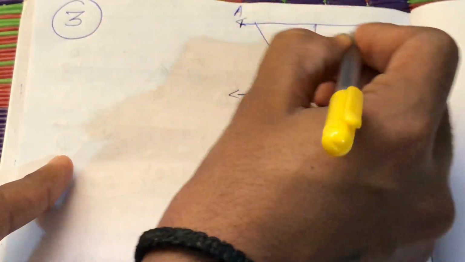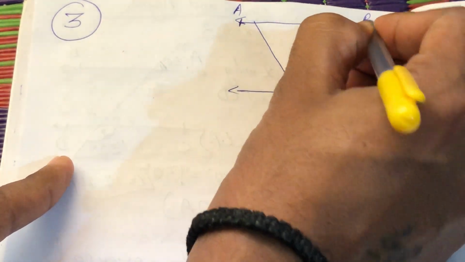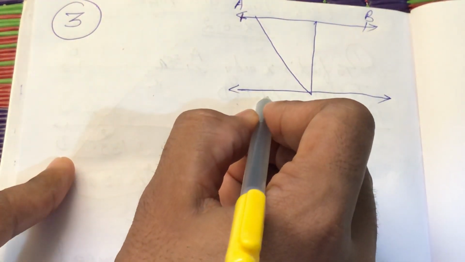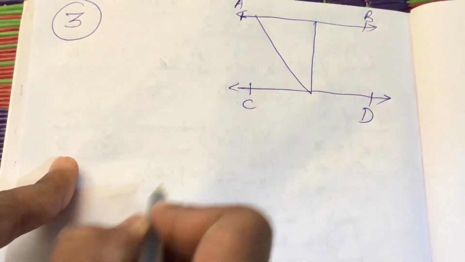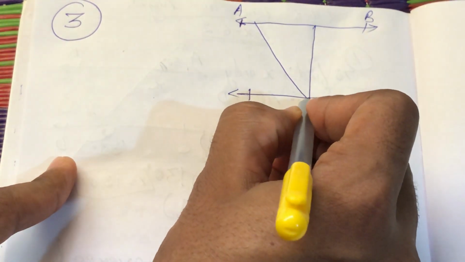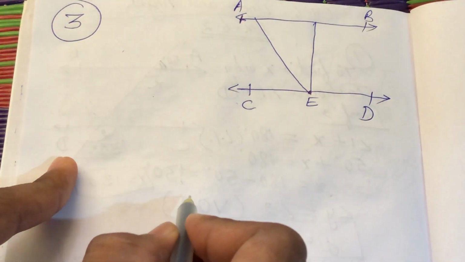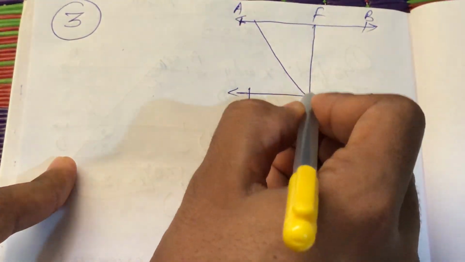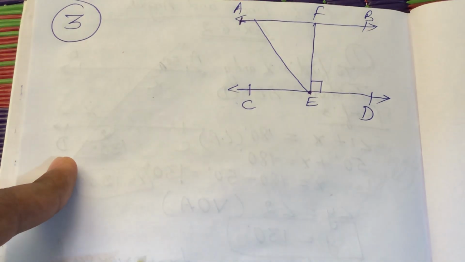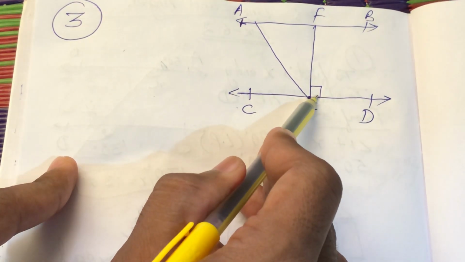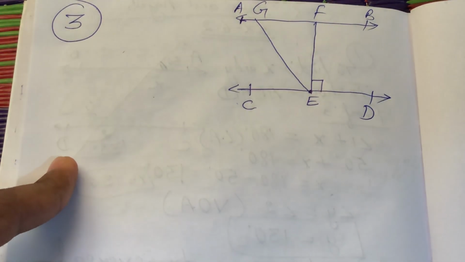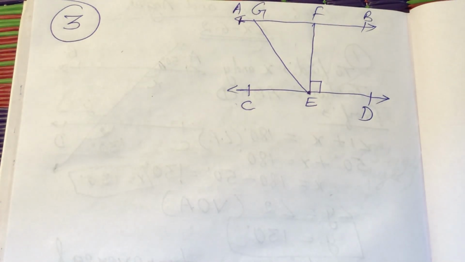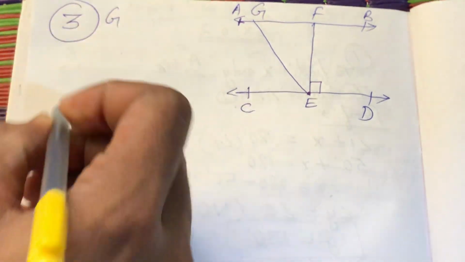See the A, B and C, D. These are the two parallel lines given. This point E is given on the line CD. This point F is given. And it is perpendicular. This angle is of 90 degree. Very important question. Try to watch it. And this is G.